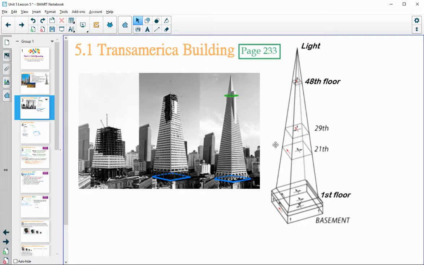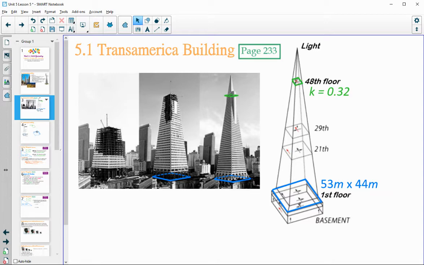So if we take a look at the first floor here, the dimensions of the first floor are approximately 53 meters by 44 meters. And then as you go up to the 48th floor, that's a scale factor of 0.32 from the first floor. So that's a dilation of 0.32 from the first floor.